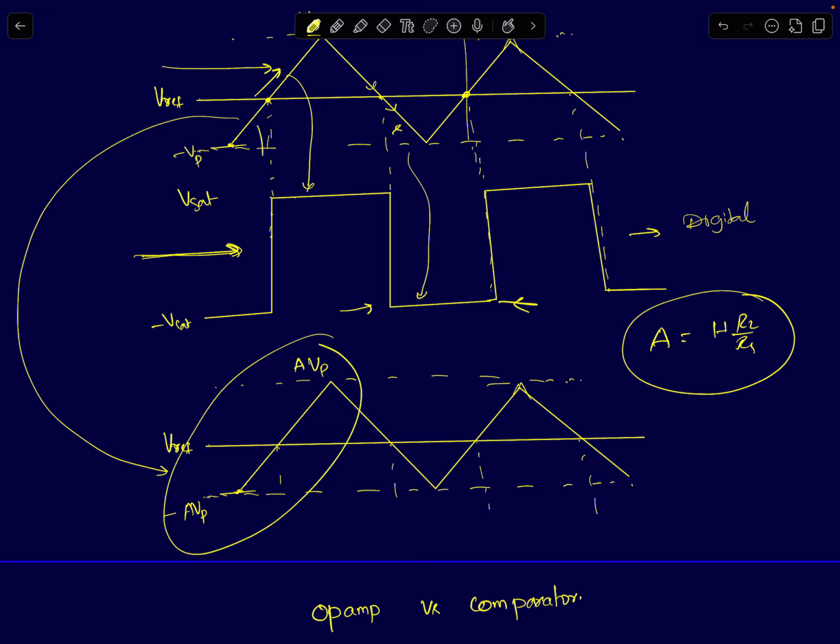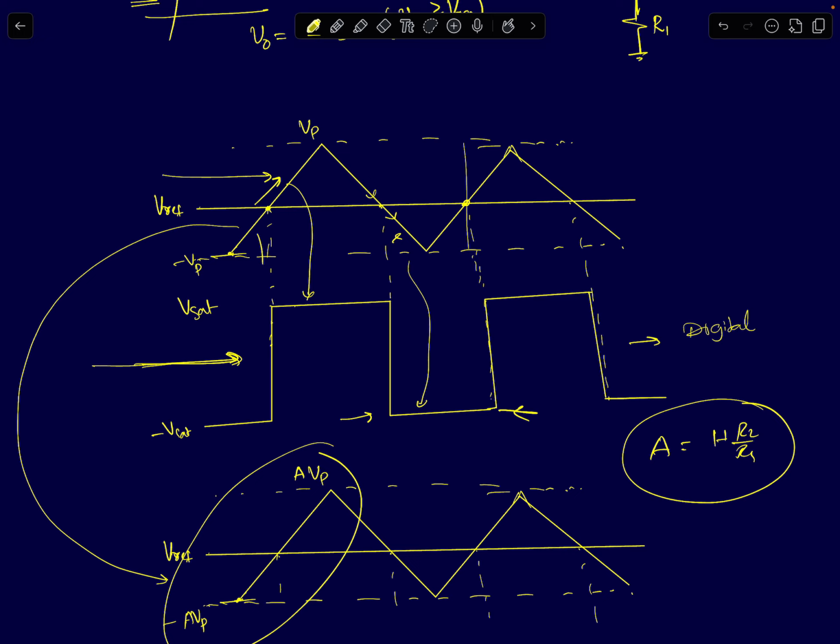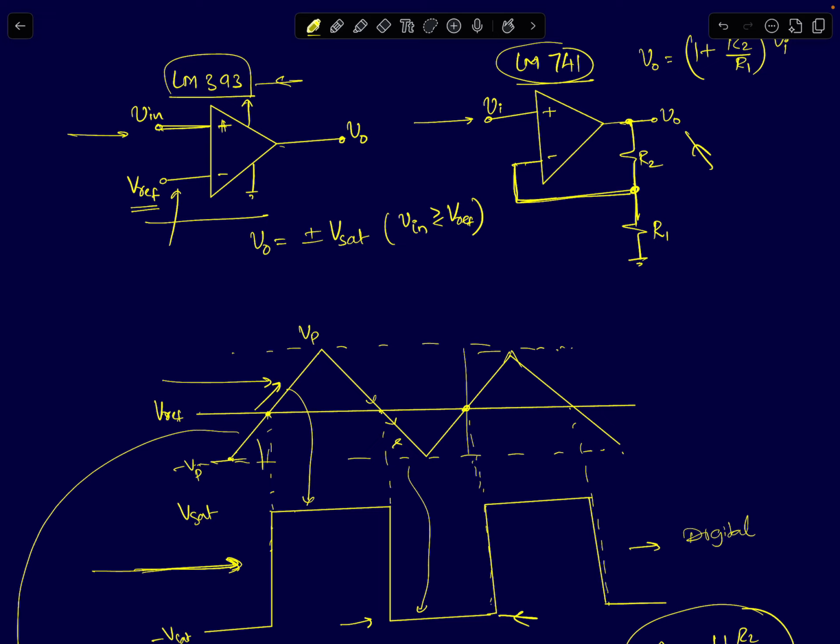So it is acting like a perfect amplifier, whereas here it is acting like a circuit which produces two output levels that oscillate between plus Vsat and minus Vsat. Okay, so that's the comparator. In the next lecture, we will look at the difference between the 393 ICs and the 741 ICs. Both are amplifiers. What exactly is the difference between these two? Okay, thank you.